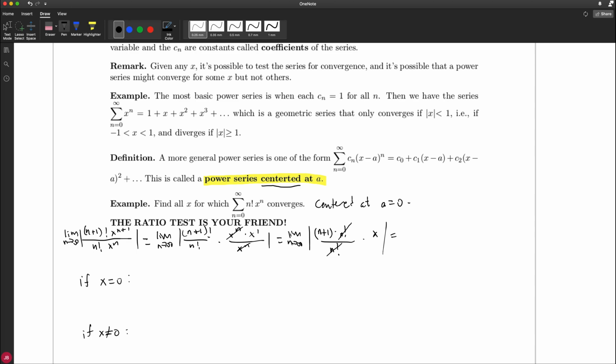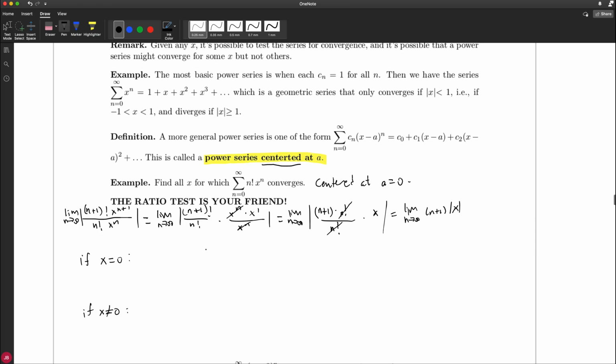And so notice n is large and positive, so n plus 1 is large and positive. It's not contributing anything negative. So the only thing that could be negative is just the x here. So this is really just the limit as n goes to infinity of n plus 1 times the absolute value of x, right? Okay, now let's see what this is. In this case, we need to do a little something special. In other problems, it'll be a little more straightforward what to do.